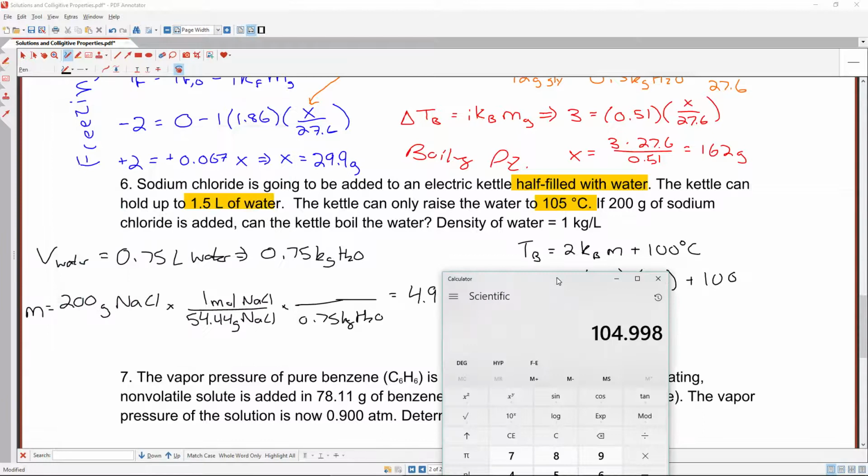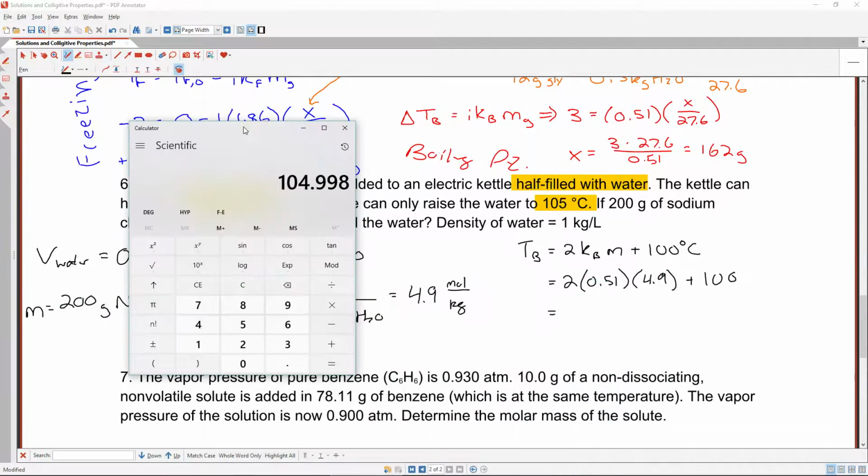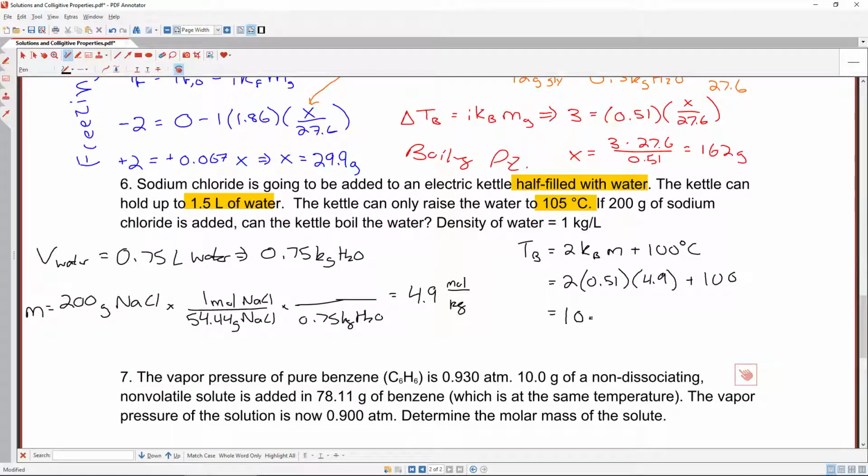Whew. That is really close, right? So our new boiling point is 104.998. So I think for this, we're going to have to look at how many sig figs we need to give an answer to this.